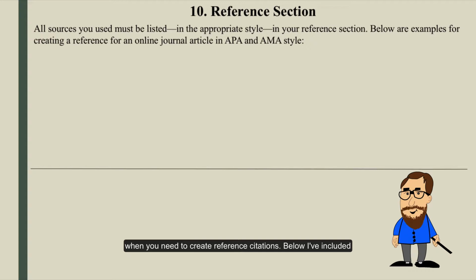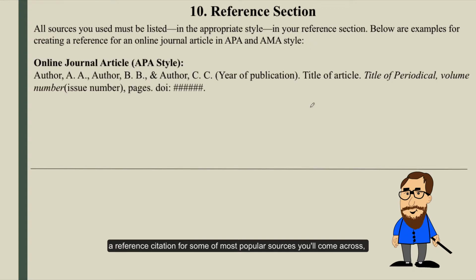and you'll be prepared when you need to create reference citations. Below I've included a reference citation for some of the most popular sources you'll come across, which would be online journal articles. These are journal articles you're going to find online but are published in many cases in a physical journal. You can access these through the library. Now this is AMA styles format.